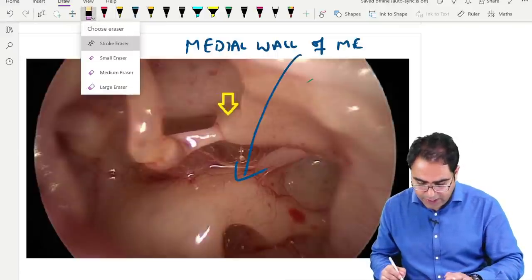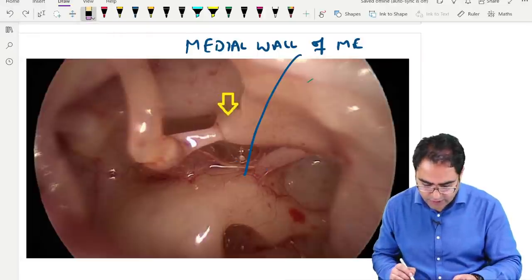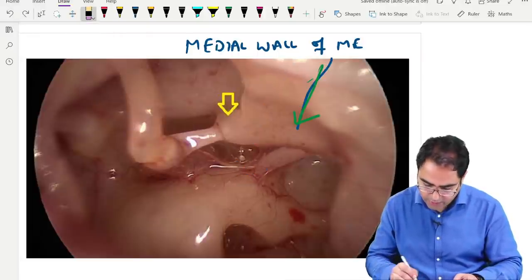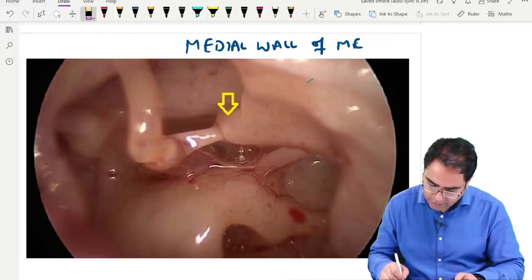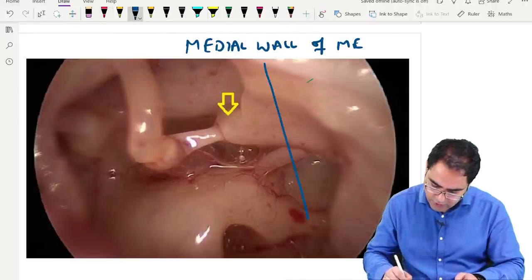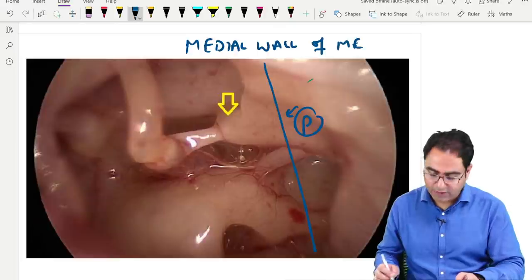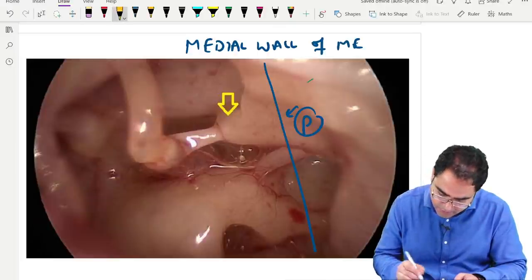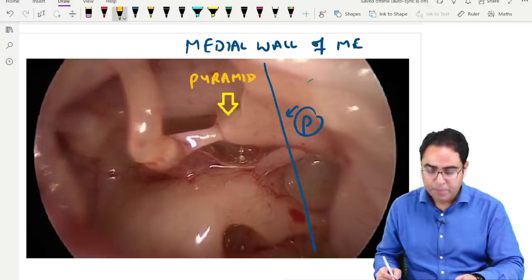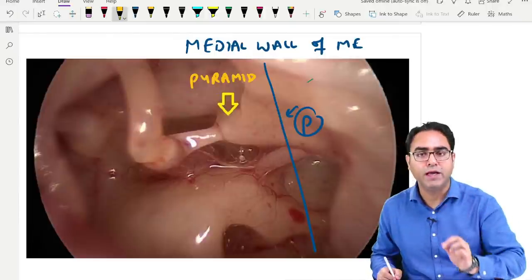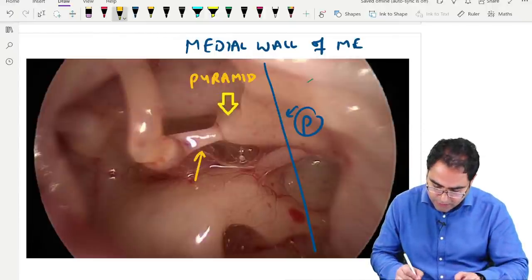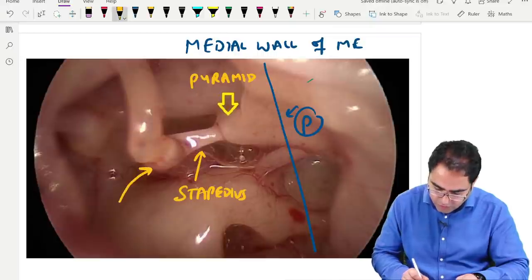If this is the medial wall of the middle ear, then where is the posterior wall of the middle ear? The posterior wall of the middle ear is this wall. Can you see the posterior wall has a projection called pyramid? This yellow arrow indicates the pyramid. Pyramid is a projection of the posterior wall of the middle ear. From the pyramid, which muscle comes out? Stapedius. Stapedius attached to which ossicle? Stapes.